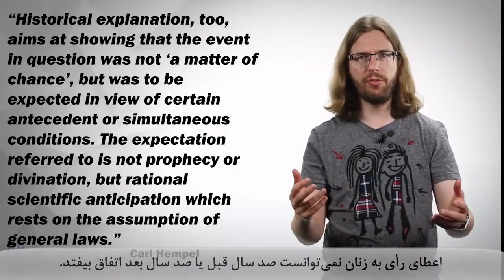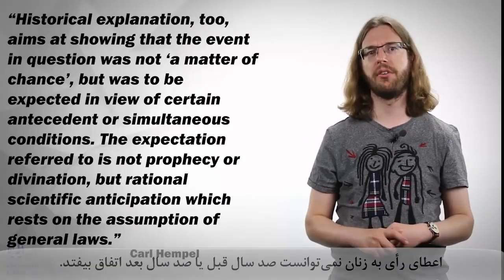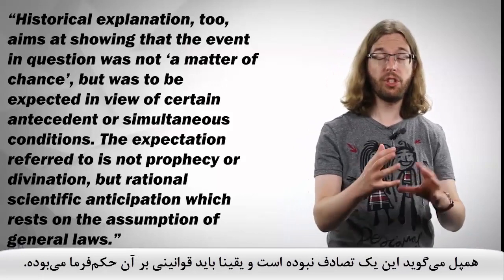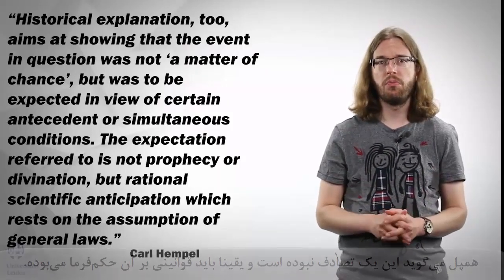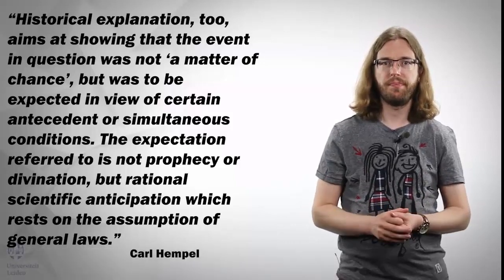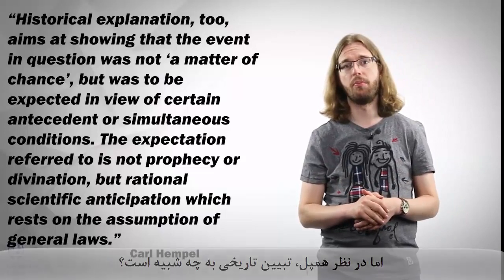Women's suffrage just couldn't have happened 100 years earlier or 100 years later. But Hempel says if it's not chance, then surely they must be governed by laws. What else could there be? So what would a historical explanation look like according to Hempel?